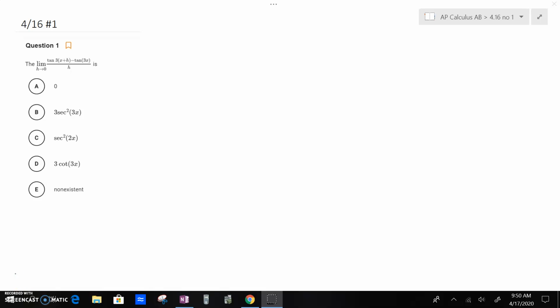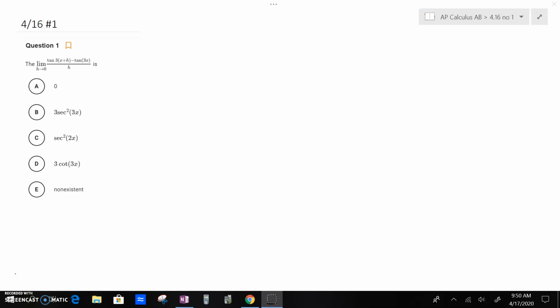Okay, so I included this question. This is question 1 from the April 16th distance learning assignment. I included this question with the L'Hopital because it's a fraction, and when you put a 0 in on the top, you get a 0, and on the bottom, you get a 0, and you get 0 over 0, which seems like it would be a L'Hopital's rule situation.